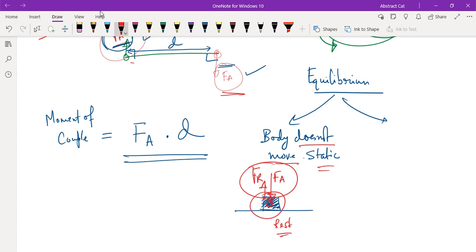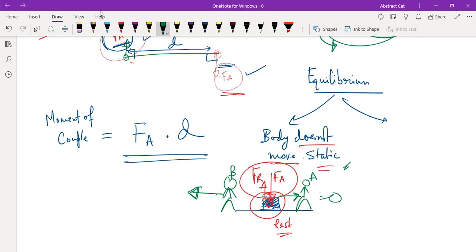In the same example, person A pulls the body, and person B pulls in the opposite direction. Both apply the same magnitude of force in opposite directions, so they cancel each other and the net force is zero. That is static equilibrium. And what is dynamic equilibrium? A very good concept: when a body is not in a static condition and it moves, it is called dynamic equilibrium.